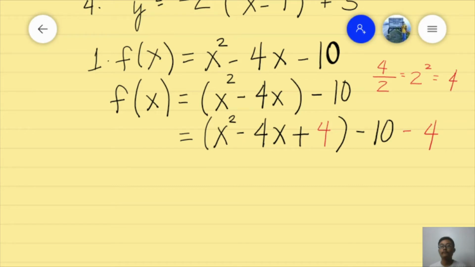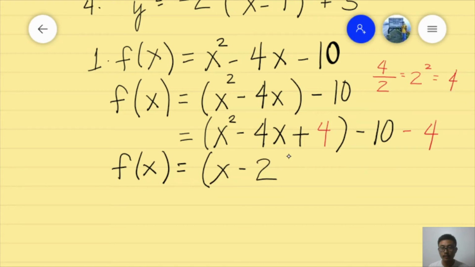So, the next step is, write lang natin yung f of x equals, yung nasa loob ng parenthesis is already a perfect square trinomial. So, we can write it as a square of binomial. That is, we take the square root of x squared, that is x. Square root nitong 4, which is 2. Then, copy the sign ng gitna. Quantity squared. Then, sa labas, minus 10 minus 4. So, that is negative 40.